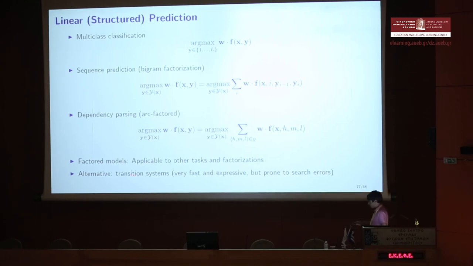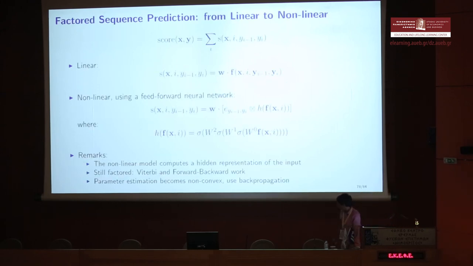But we also have transition systems that are very fast and expressive, but they can make errors. Now, just to close, a couple of remarks about nonlinearities, okay? You might think that all that I explained was relevant only for linear models, and actually that's not the case. Most of what I was doing was scoring structures by scoring its factors. And I chose that the scoring of a factor is linear. That's most of my lecture, I concentrated on that.